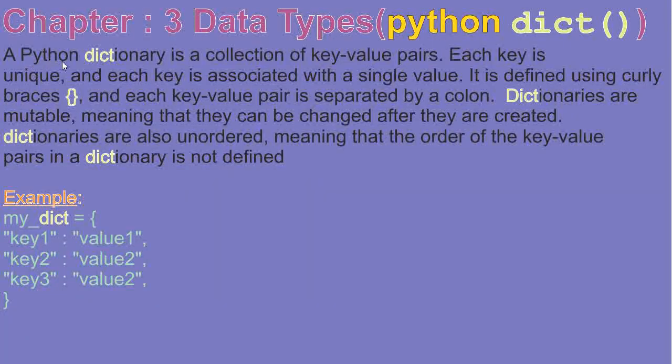A Python dictionary is a collection of key-value pairs. Each key is unique, and each key is associated with a single value. It is defined using curly braces, and each key-value pair is separated by a colon. Dictionaries are mutable, meaning that they can be changed after they are created. Dictionaries are also unordered, meaning that the order of the key-value pairs in a dictionary is not defined.